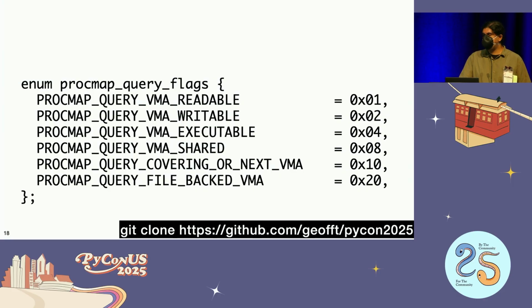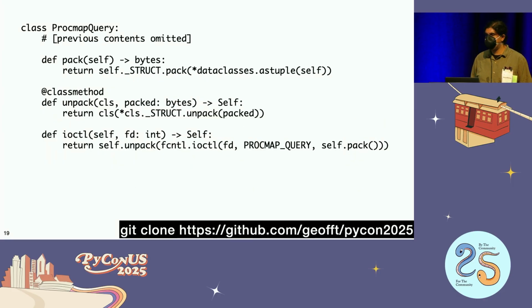And going back to my data class, I'm going to add some helper methods just to make this a little easier to use. Here is a pack function, which just calls struct.pack, and here's an unpack function. The struct module works with tuples. I've got a data class, so I'm going to call dataclasses astuple to get it in the format the struct module wants, and I'm going to splat that into the constructor to get it back into the data class.